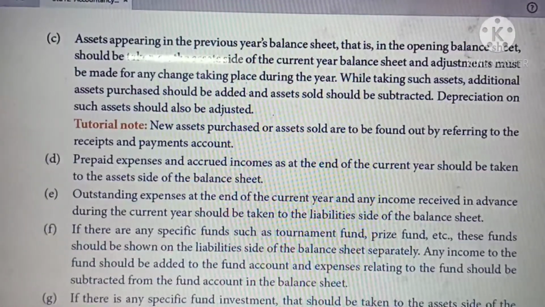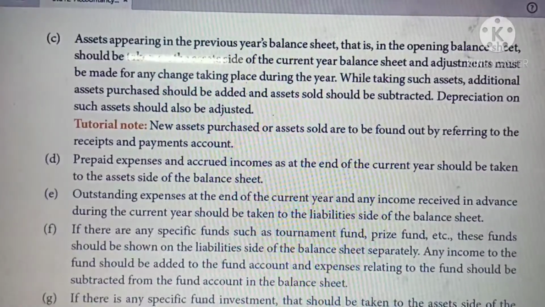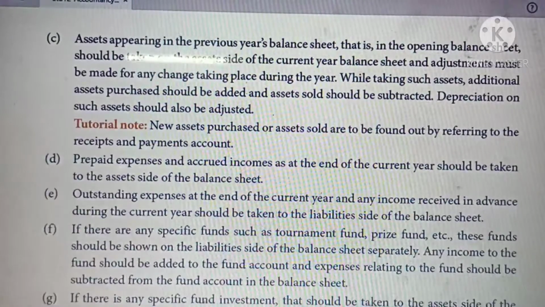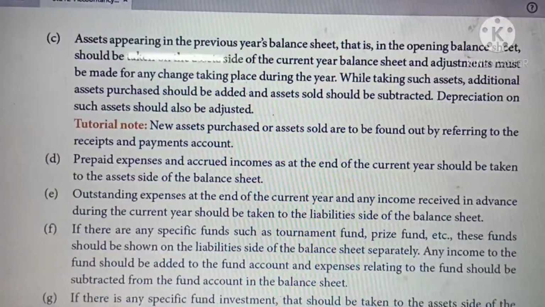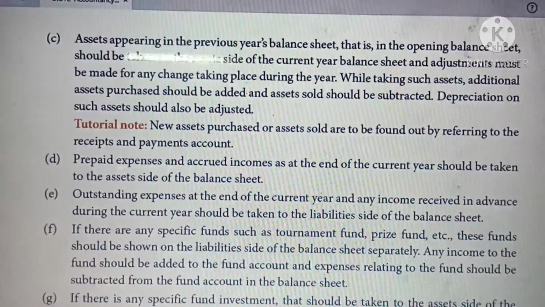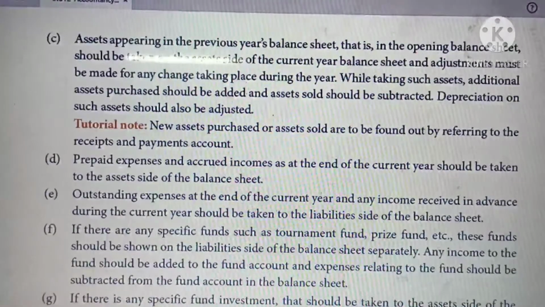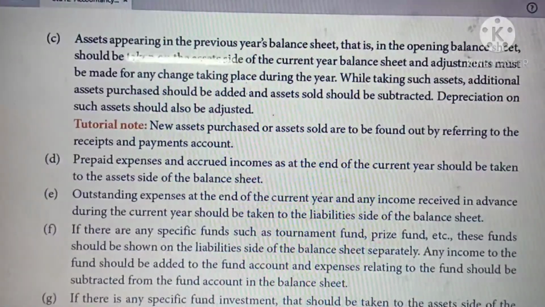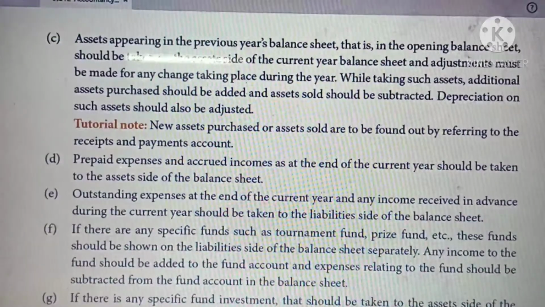But you have to make some adjustments. If any additional assets are purchased, that should be added, and if any are sold, that should be subtracted from the concerned asset. And if any depreciation is given, you must minus this depreciation from the concerned asset.